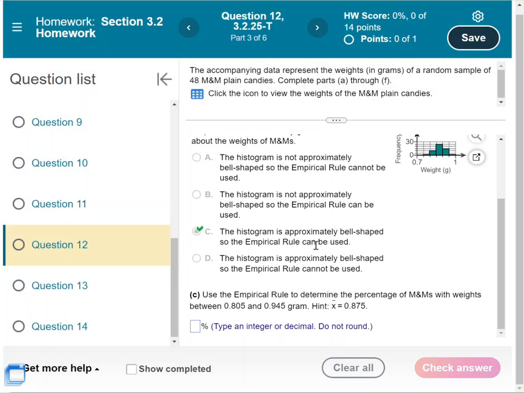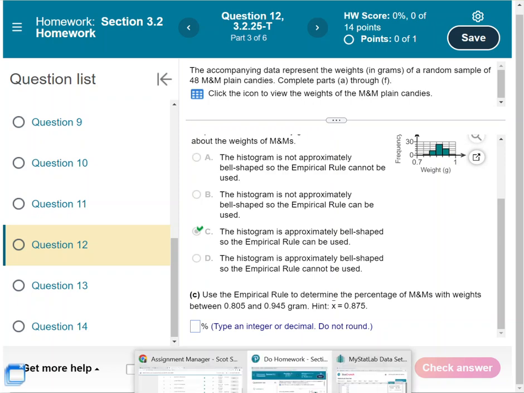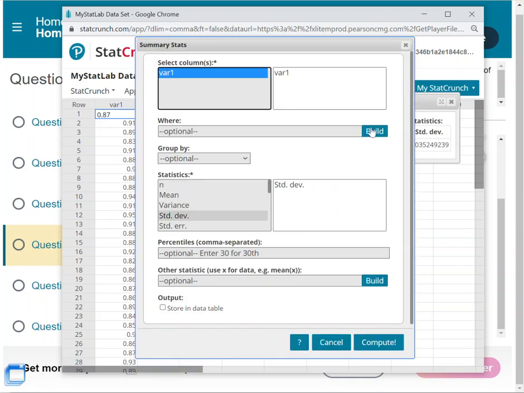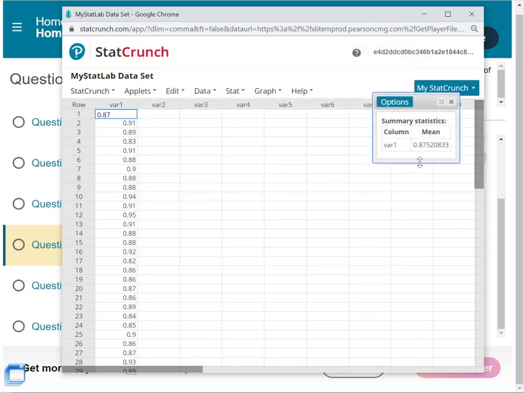All right. Use the empirical rule to determine the percentage of M&Ms with weights between 805 thousandths and 945 thousandths of a gram. And they're telling us the mean here. Just real quick, we might as well go ahead and find it, since it's just a good reminder of how to do that. It's just like what we did here, except instead of choosing standard deviation, we're going to choose the mean and compute, and you can see it is 0.875, and so they gave it to us, but we could find it quite easily.